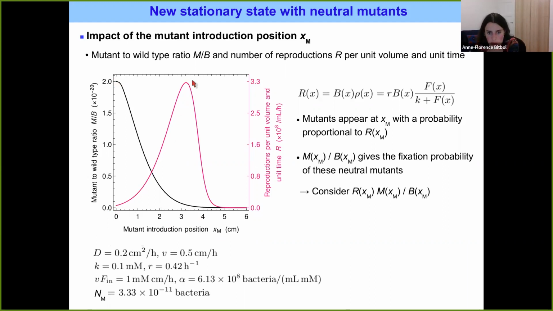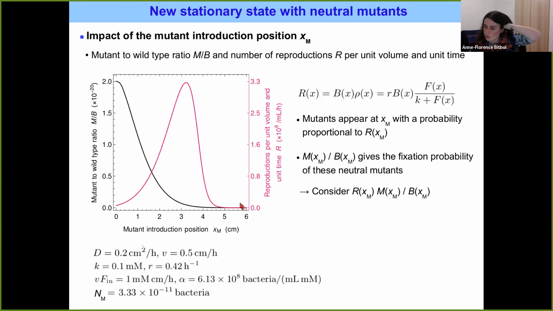And we also plotted here in pink this number of reproduction per unit volume and unit time, which is essentially this function, proportional to the local reproduction rate times the number of bacteria. And what we can see here is that this number of reproduction has a maximum at an intermediate position. This is because if you are close to the entrance, there is a lot of food, but there are few bacteria. And if you are close to the exit, there are a lot of bacteria, but there is no more food left. So that's why you have an intermediate maximum.